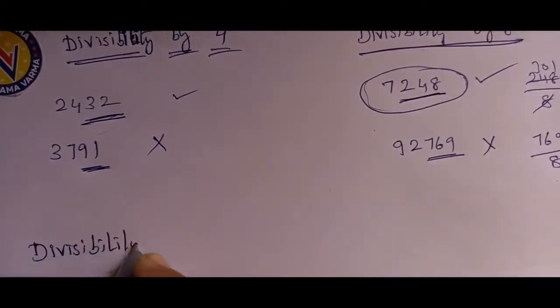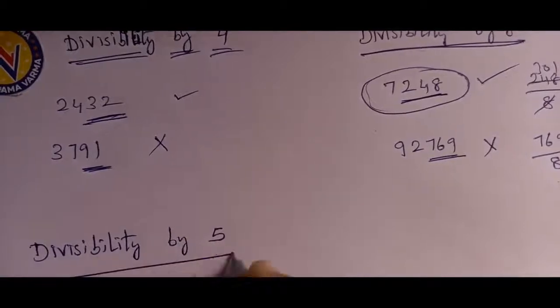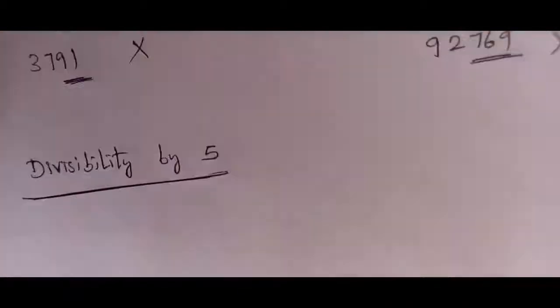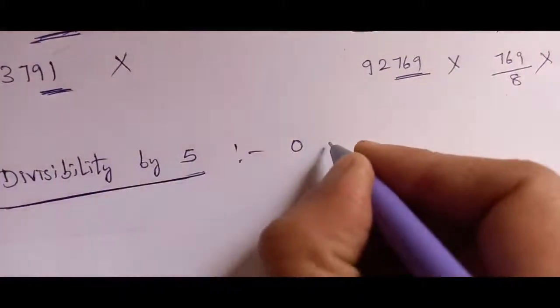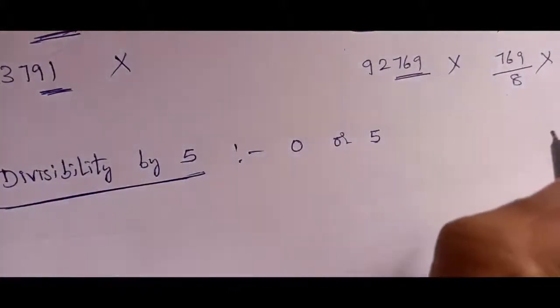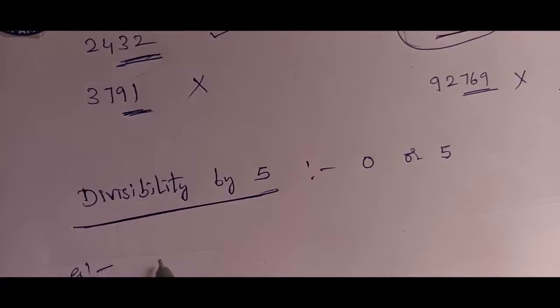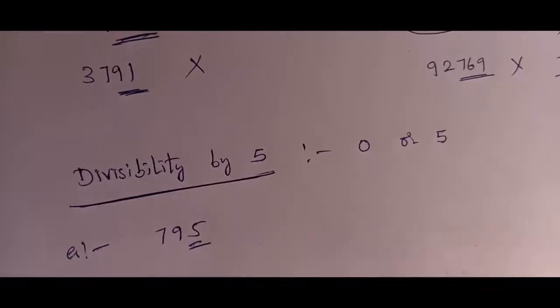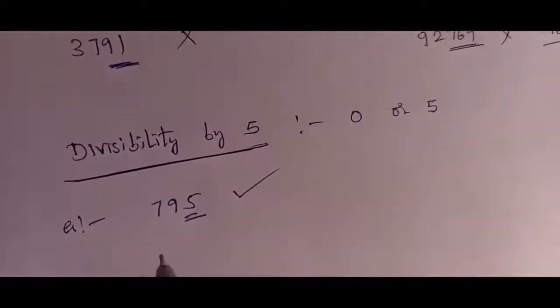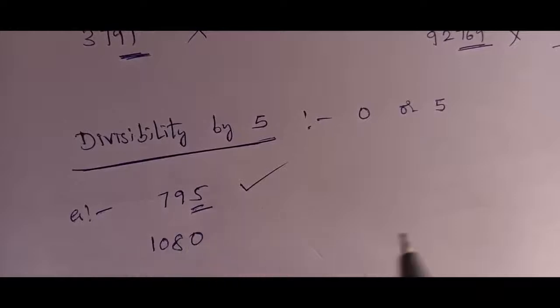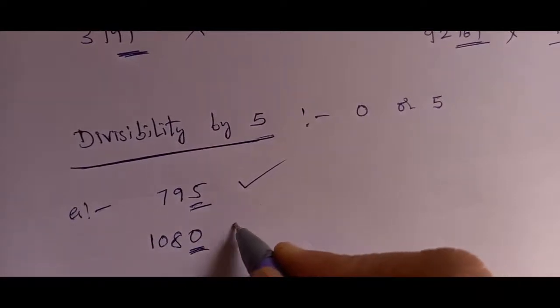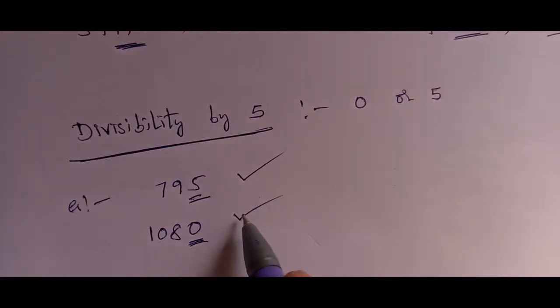Divisibility test by 5. If the number is having 0 or 5 in units place, then that number is divisible by 5. Example: 795. Here in units place 5 is there, so it is divisible by 5. 1080. In units place we have 0, so it is divisible by 5.